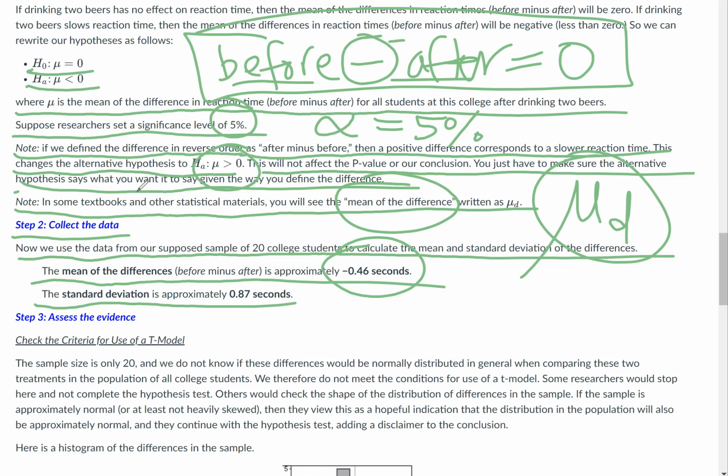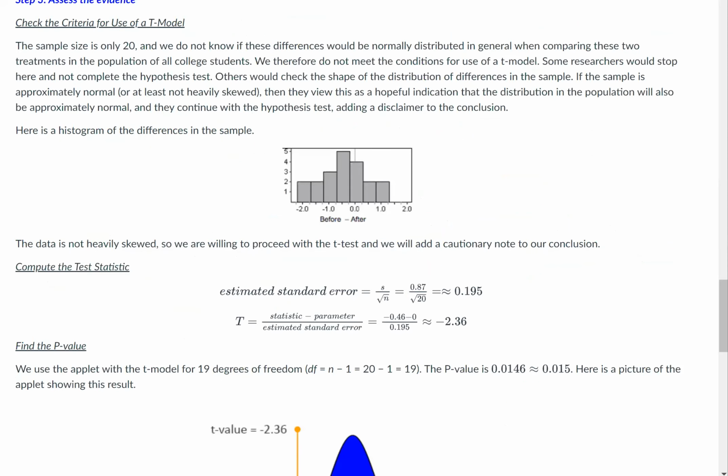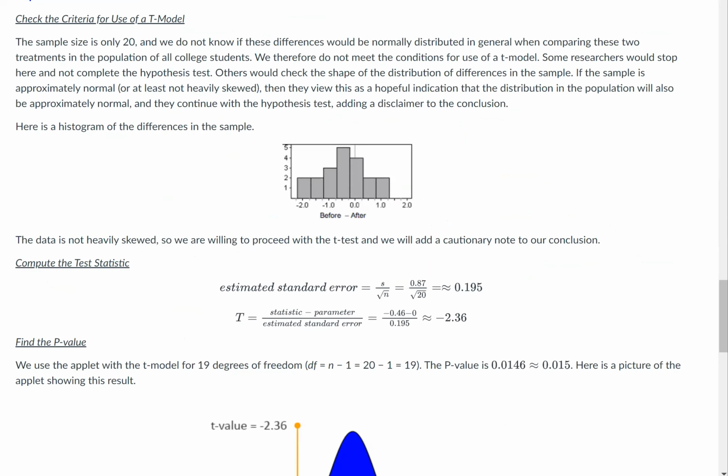seconds. So step 3, now we're going to assess the evidence. Check the criteria for the use of a t-model. Based on our numbers and the samples we took, can we use a t-model? Well, the sample size is only 20, so we do not know if the differences would be normally distributed in general when comparing these 2 treatments in the population of a college student. We therefore do not meet the conditions for use of a t-model.